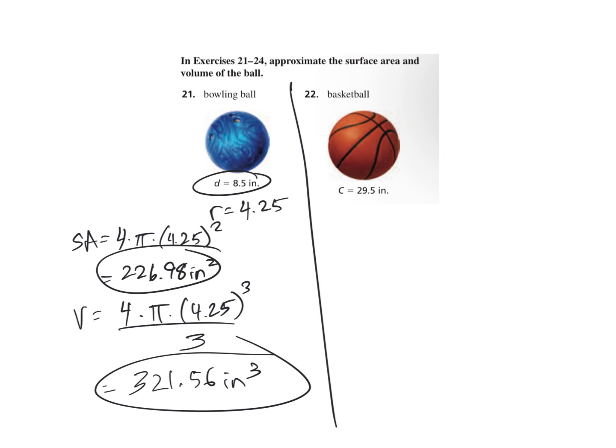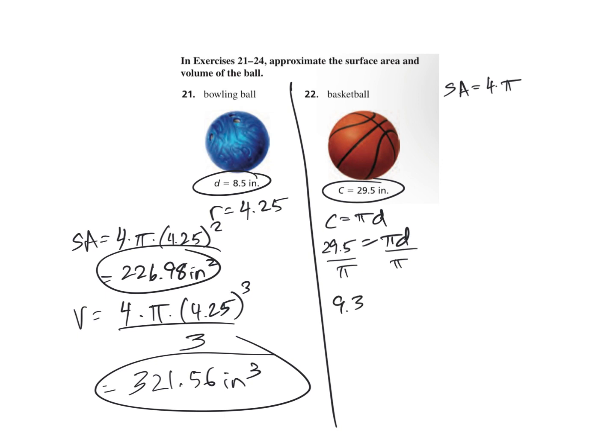Okay, number 22. Surface area is 4 times pi times r squared. The problem here is they give us circumference. Circumference is pi times diameter, so 29.5 is your C. All right, so we've got to get our radius. We need to divide by pi. So 29.5 divided by pi is 9.39. That's your diameter, so divide it by 2, and we get 4.69507 is your radius.